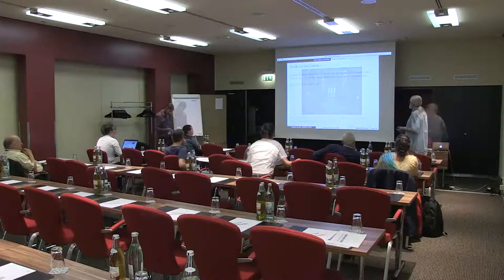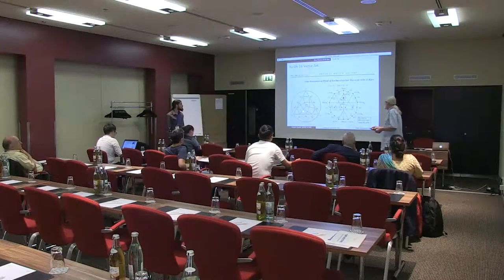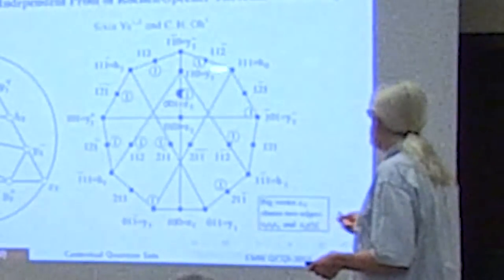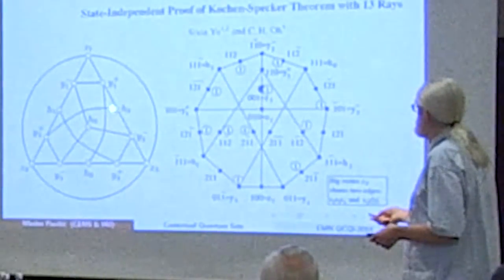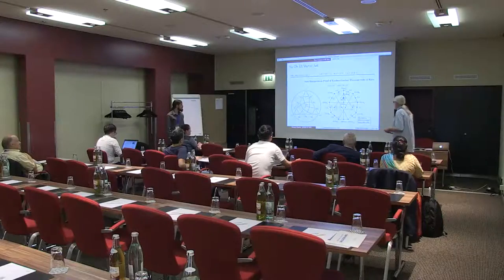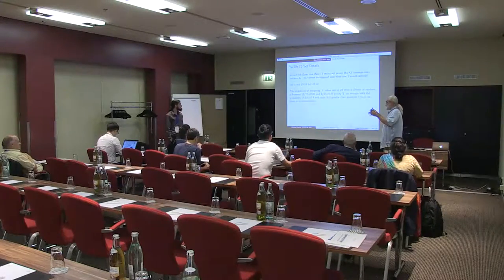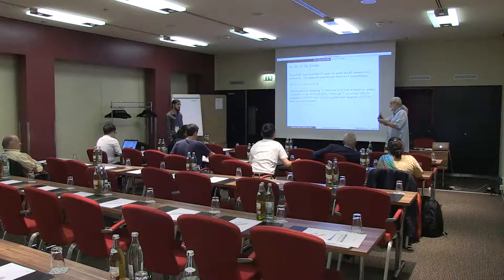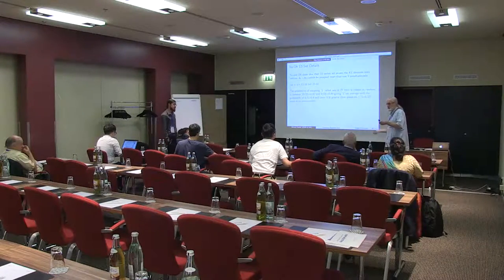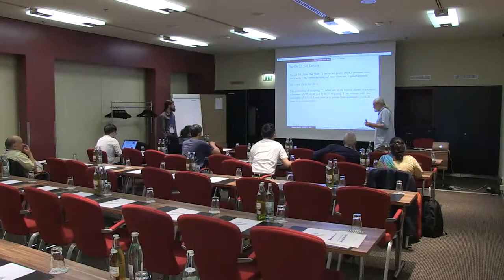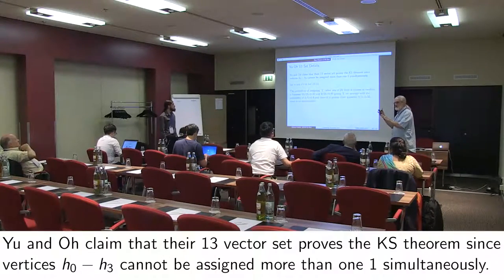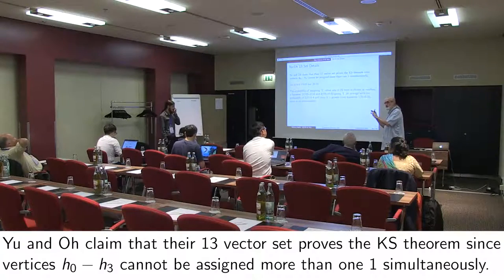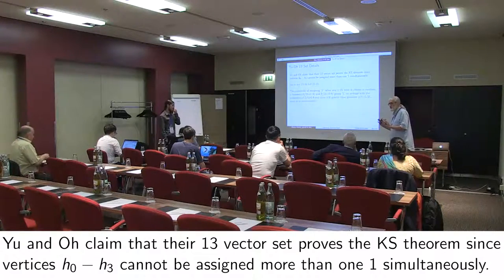There is no inequality, first of all, there is only equality. Because when you go to the original assignment, you see, they consider these four vertices, H1, H2, H3, and H0, and they claim that when you set it up so that the particle goes through all vertices, you cannot ascribe more than one to these four vertices. So that's a maximum of ones that you can ascribe to them. That's correct. There is no problem here.